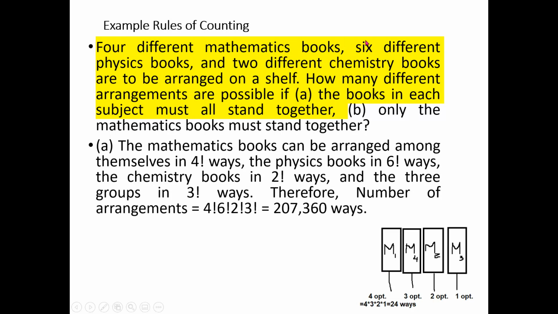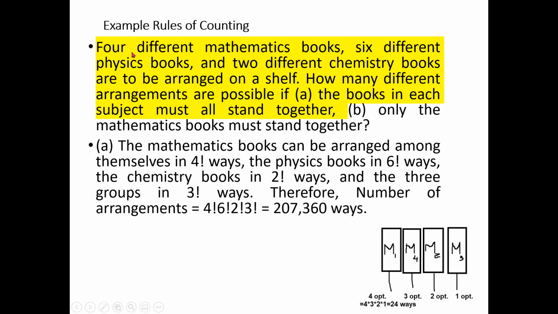Okay, another example of rules of counting: 4 different mathematics books, 6 different physics books, and 2 different chemistry books are to be arranged on a shelf. How many different arrangements are possible if the books in each subject must all stand together? So if I focus on part A only, you can see that we have different types of books: maths books, and they are 4. Physics books, they are 6, and so on.